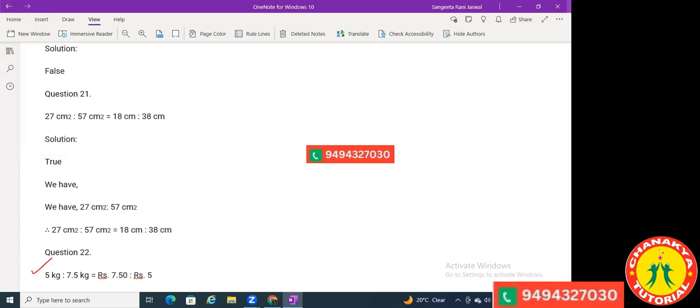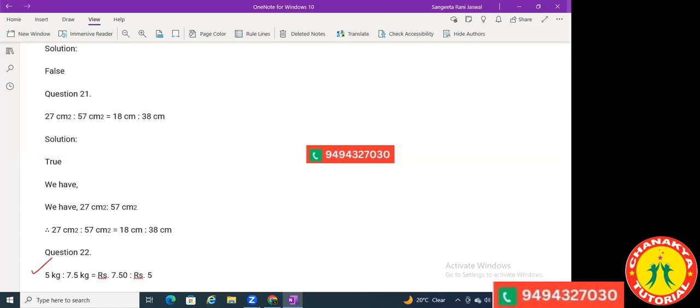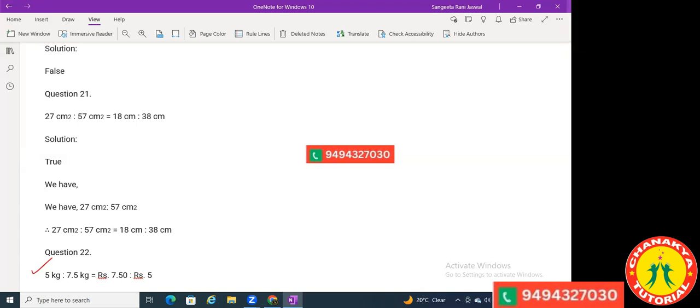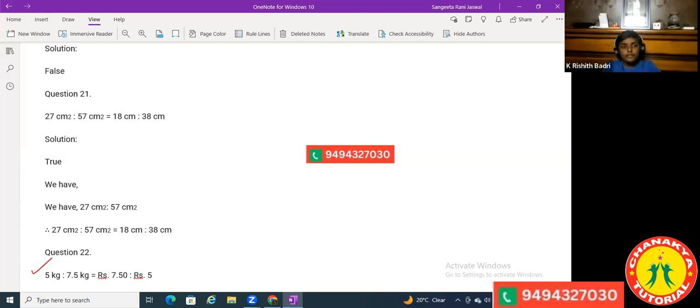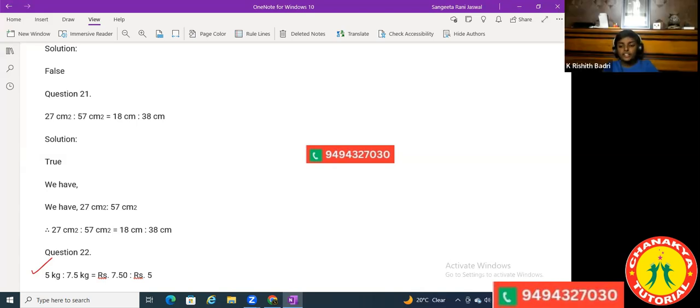Are they equal or not? Ma'am, I think they are equal. They are equal? Yes, ma'am. How? Ma'am, one second, I'm still doing it. Take 5 kg in the numerator, 7.5 kg in the denominator. No, ma'am, they are not equal because the numerator and denominator are different.